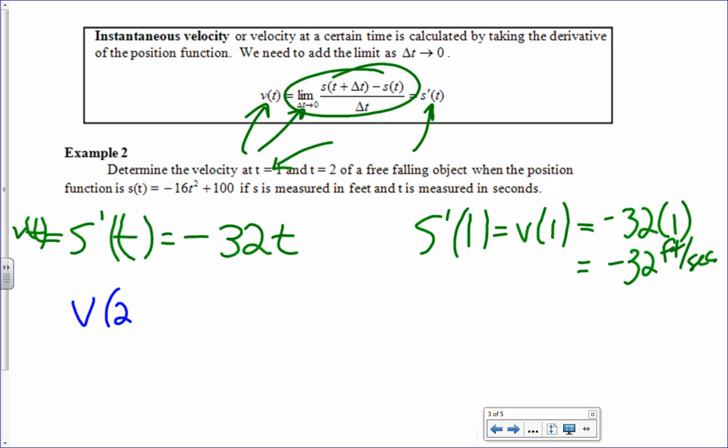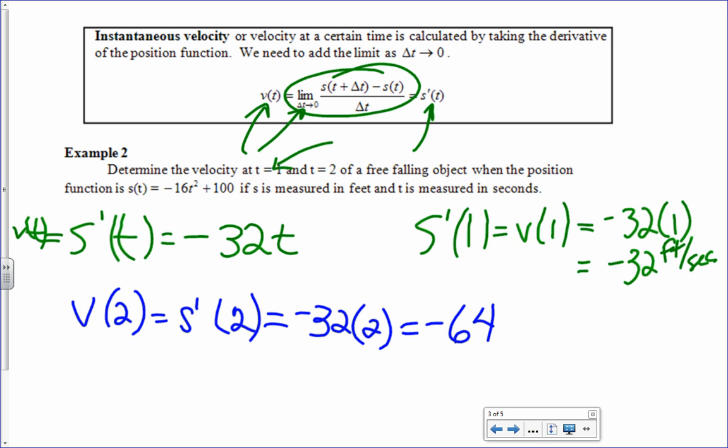V of 2, which is also known as s prime of 2, equals negative 32 times 2, otherwise known as negative 64. Does it make sense that that's more negative? In other words, again, why does that make sense that it's more negative?